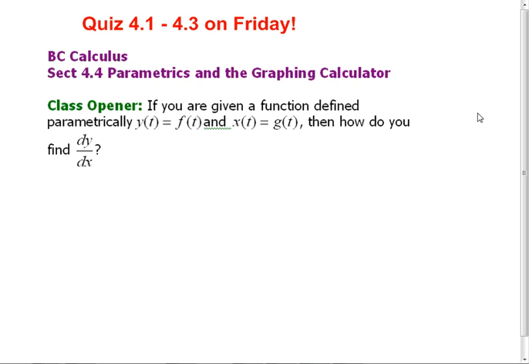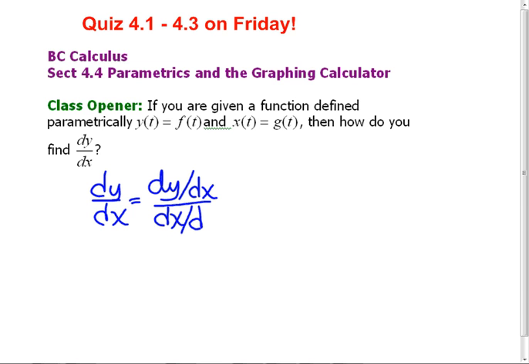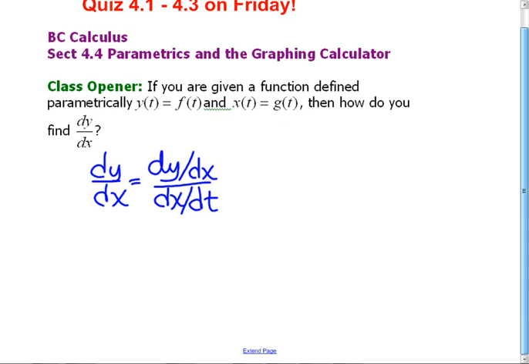dy/dx is equal to dy/dt over dx/dt. When you do that, you're going to have a function of time. So if you wanted to find the second derivative, we could look at 51. If I wanted to find the second derivative, then I would take the derivative with respect to x.